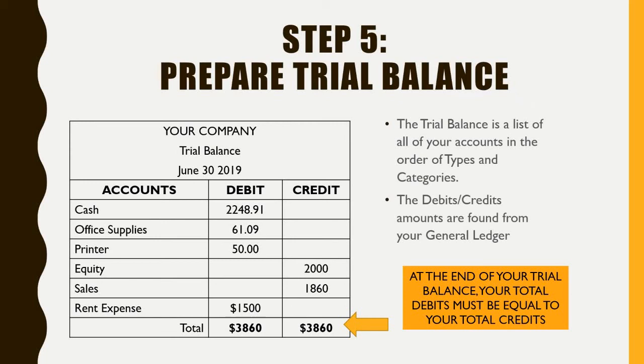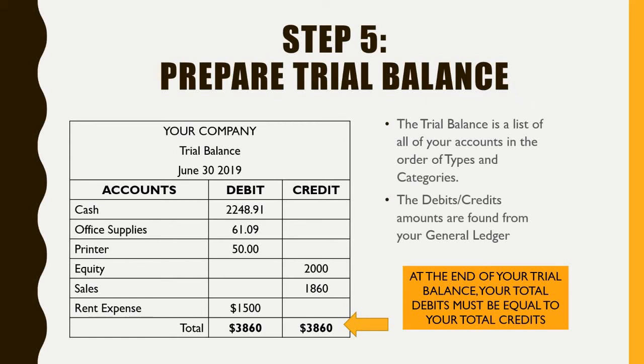Now, this usually happens at the end of doing a general ledger, because you're going to complete this right after the ledger, since you're taking the account balances from each ledger account. Okay, so here, the goal of this is to make sure that your debits and your credits match, but also it ensures the accuracy of your accounting.